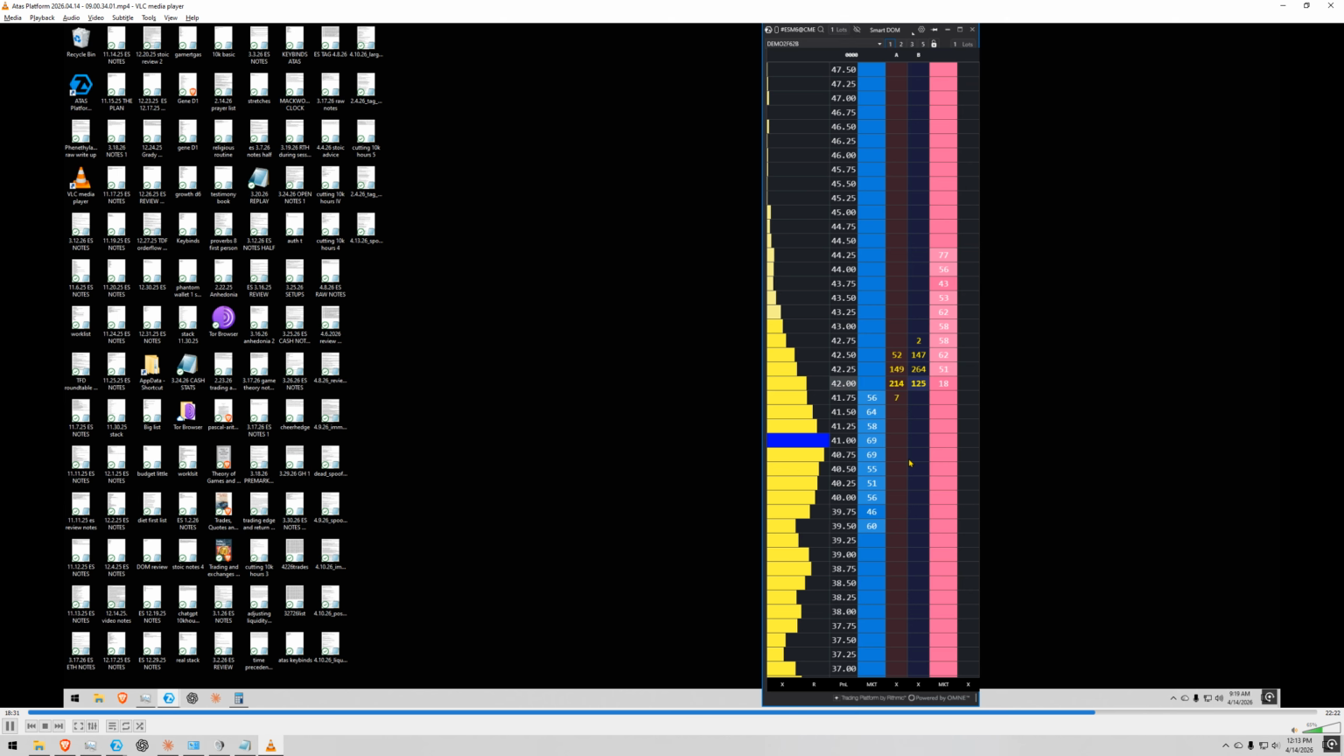I take a short here at 42 even. The value area high drop off is 42.50. Short 41.50. I put my stop at 42 even. That's an incorrect stop. It should be behind the auction.